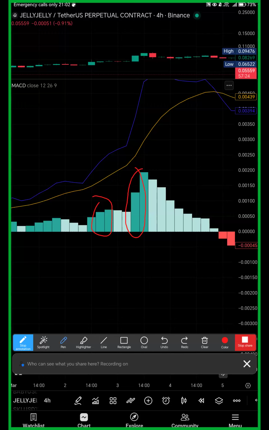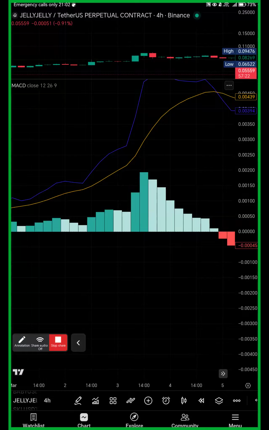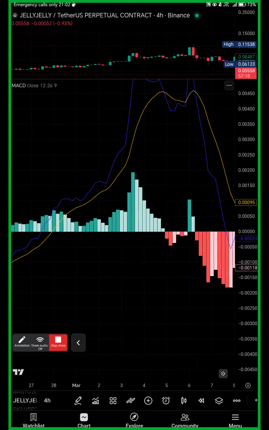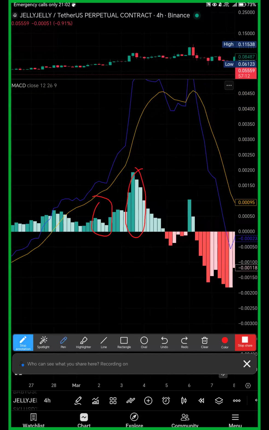When the buying pressure is decreasing, the momentum is decreasing, you will see the green histograms change to light green histograms. Can you see? It's changing now. It means the buying pressure up here is reducing.